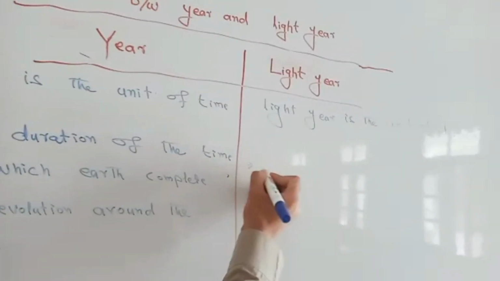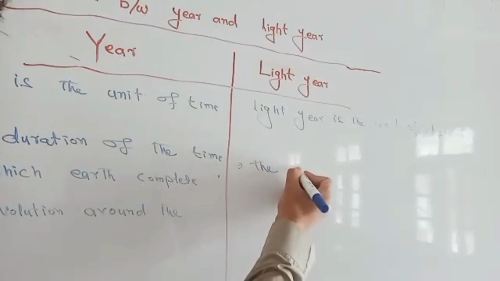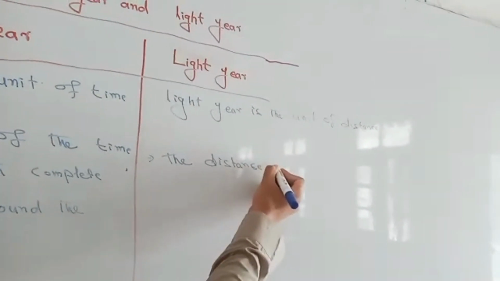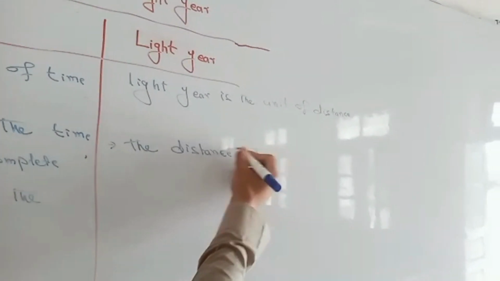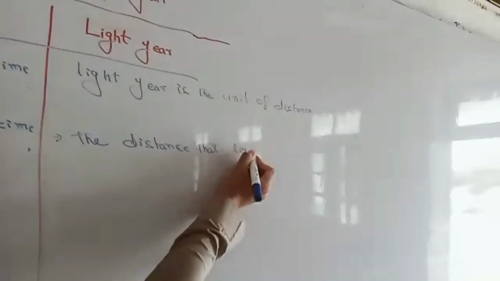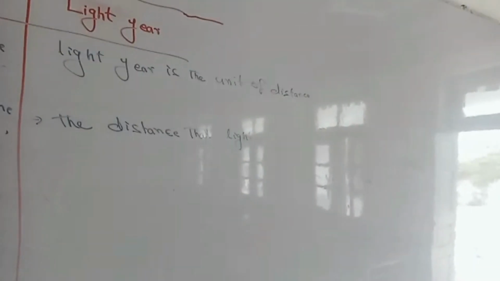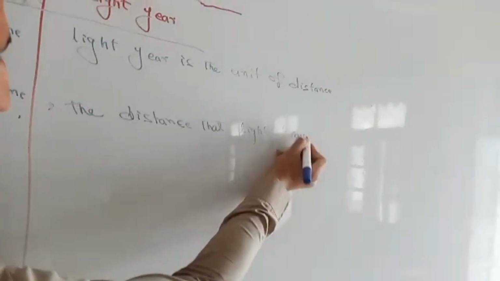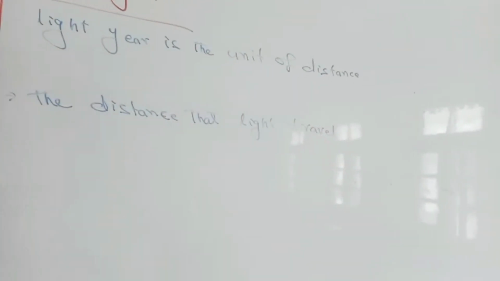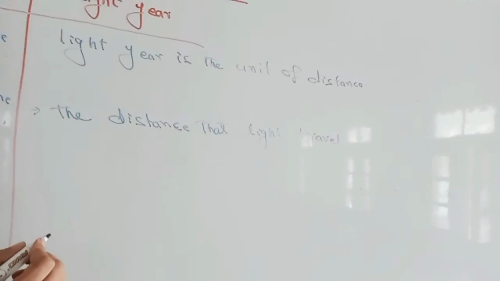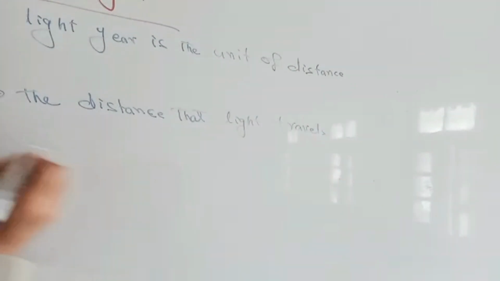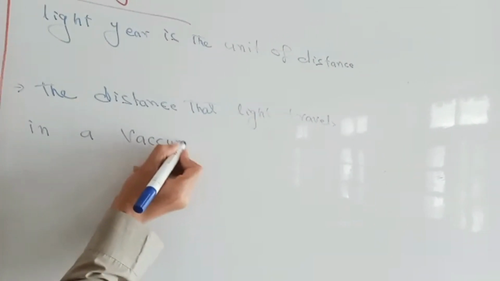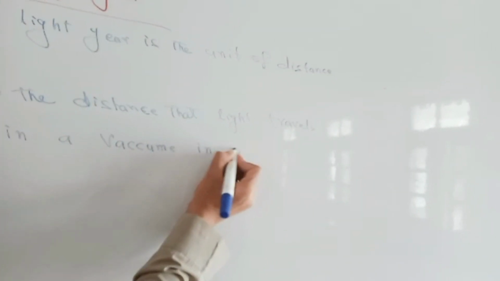Light year: the distance that light travels in a vacuum in 1 year.